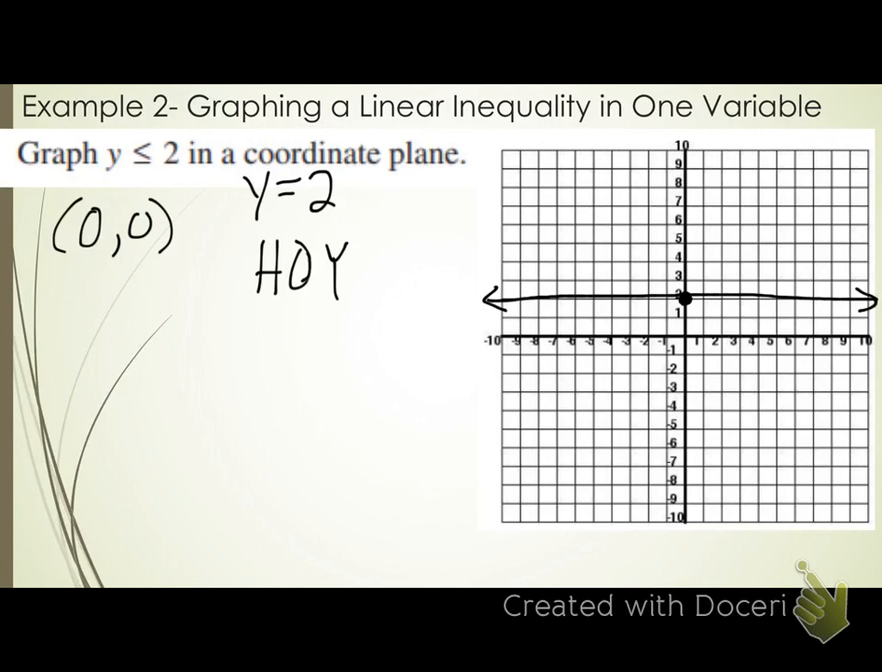Plug it into our inequality. What am I plugging in for x? 0. What am I plugging in for y? 0. Do I have an x? Nope. So I'm just going to plug in 0 for y. 0 is less than or equal to 2. There's nothing to work out. Everything's already worked down to one number. So 0 is less than or equal to 2. True or false? True.